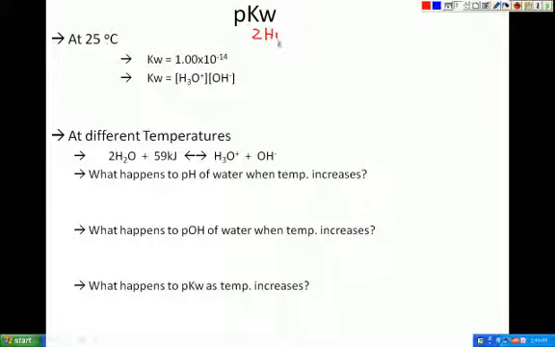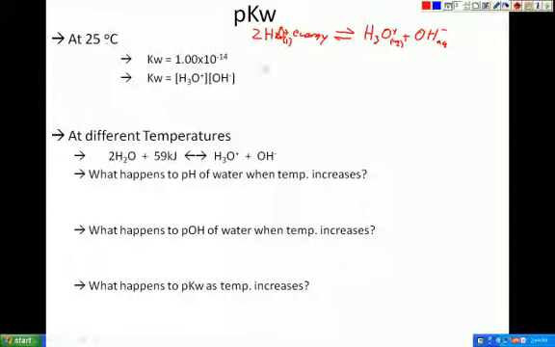2H2O plus some energy, and that makes H3O plus and OH minus. Now this is aqueous, so this is (aq) and this is (aq), and this should be H2O, this is liquid.